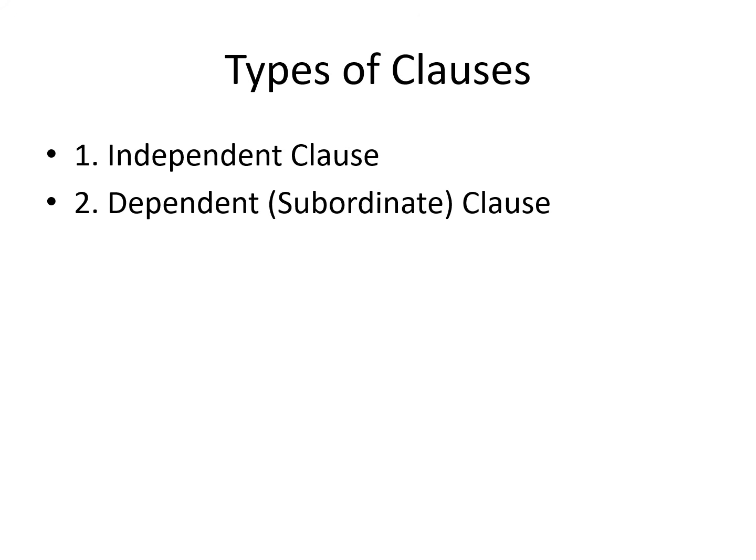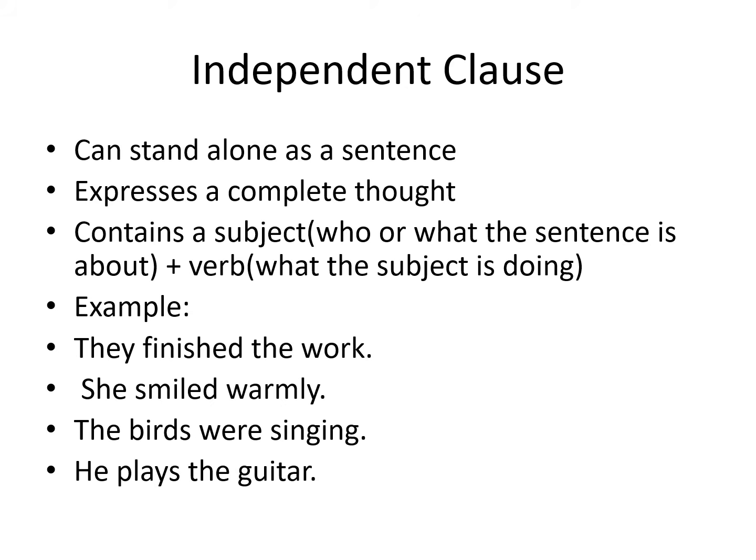Types of clauses. There are two types of clauses. Number one, independent clause, and number two, dependent clause or subordinate clause. What is an independent clause? An independent clause can stand alone as a sentence. It expresses a complete thought. It contains a subject plus verb. These are the examples. So we can say that an independent clause is a complete sentence. It conveys a complete sense, a complete message.